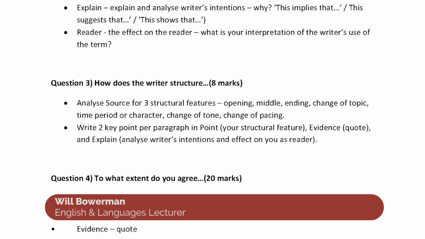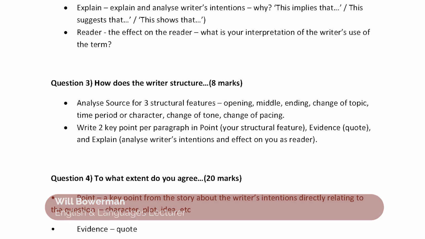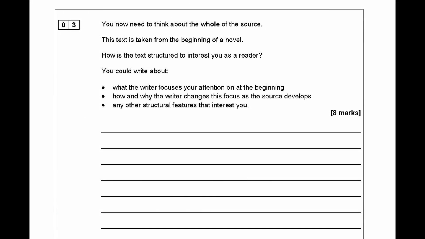So for question 3 on paper 1, we're going to be looking at structure. If we just read through the question there, you now need to think about the whole of the source, and that is really important. It will affect your mark if you don't look at the entirety of the source, and we're going to come back to how to do that in a minute.